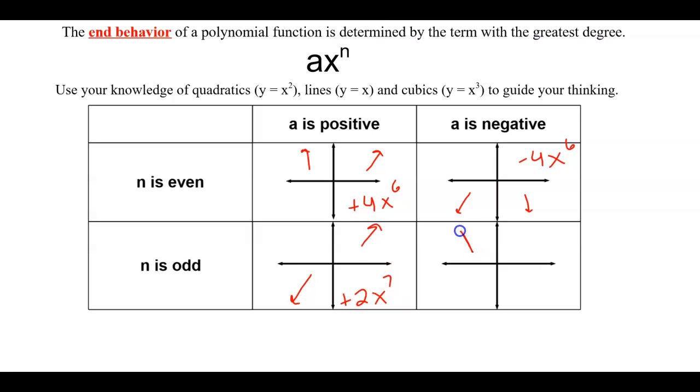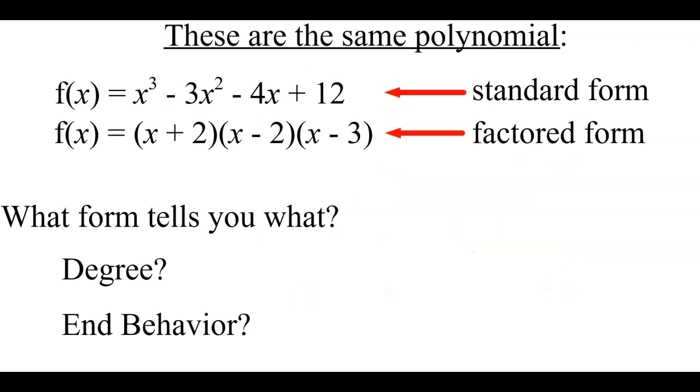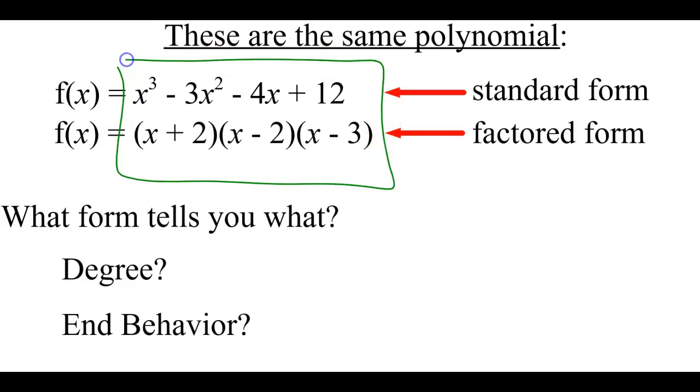And if you want it to start at the top and end at the bottom, remember we just make that leading coefficient negative, but the degree is still odd. Okay? So we're just going to do a few of these examples real quick, and then we'll be done for today. So these are something real quick to point out. These are the same polynomial. One is in standard form and one is in factored form.